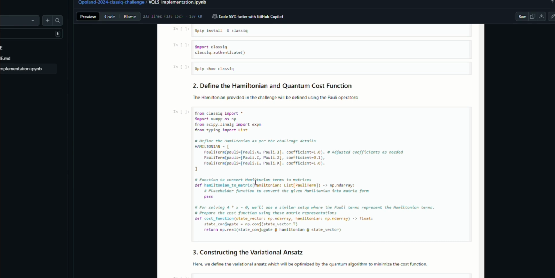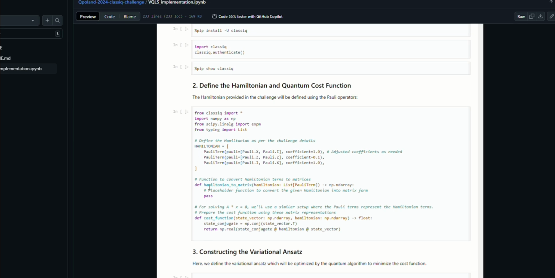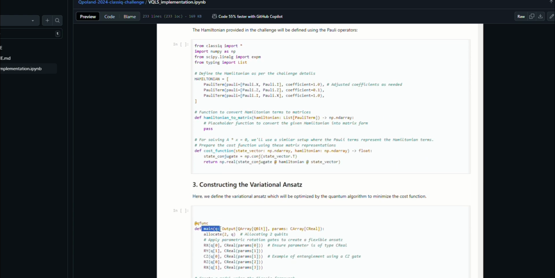The first and most important part of this project is the variational ansatz, which is essentially a guess for what the solution might look like. In quantum computing, we create this guess using a parametric quantum circuit. So our code defines a function main, which acts as the entry point for the ansatz.